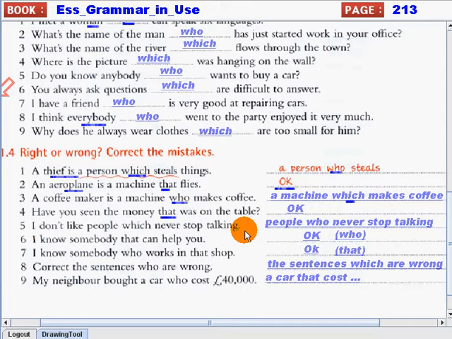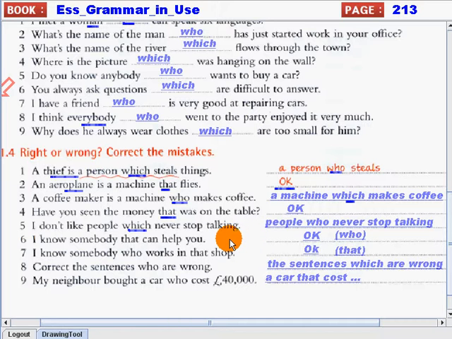Number 5, I don't like people which never stop talking. Of course, we cannot use which because we are referring to people. So we should say, I don't like people who never stop talking. Or we can also say, I don't like people that never stop talking. That's also appropriate. Now let's have number 6.